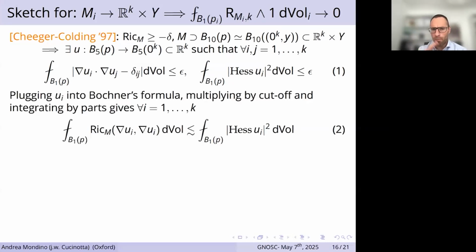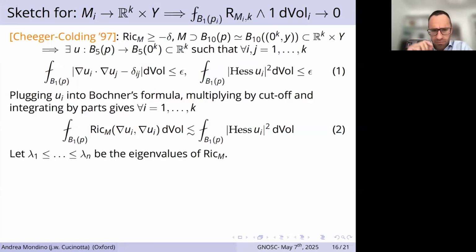Okay, now we plug this u_i into the Bochner formula. We multiply by some good cutoff function that we know exists. We integrate by parts with some computations, and we get that for each i, if we take the average over the ball of radius 1 of the Ricci evaluated on grad u_i, grad u_i, it is controlled by the Hessian of u_i. And we know that the Hessian of u_i is small.